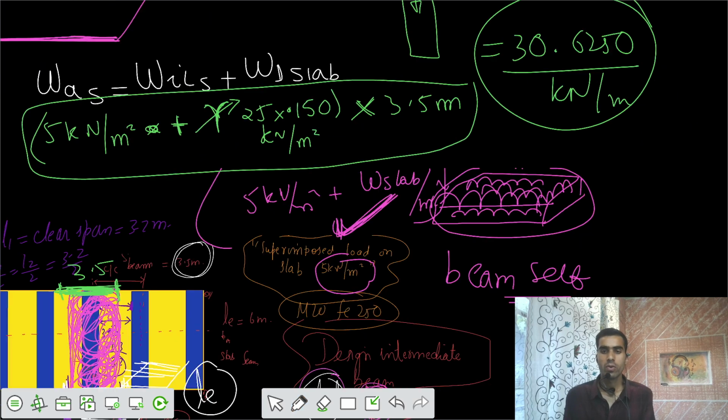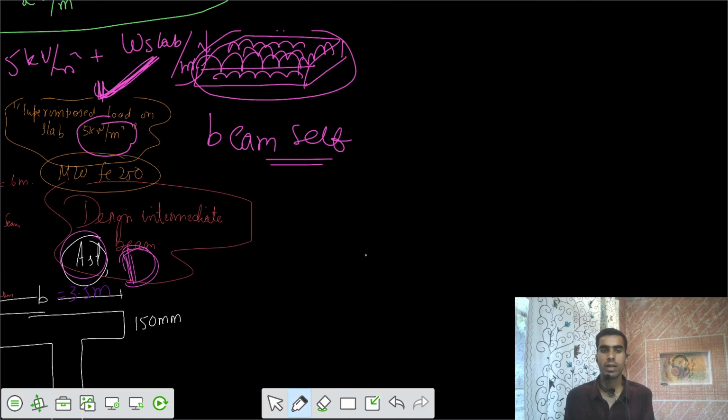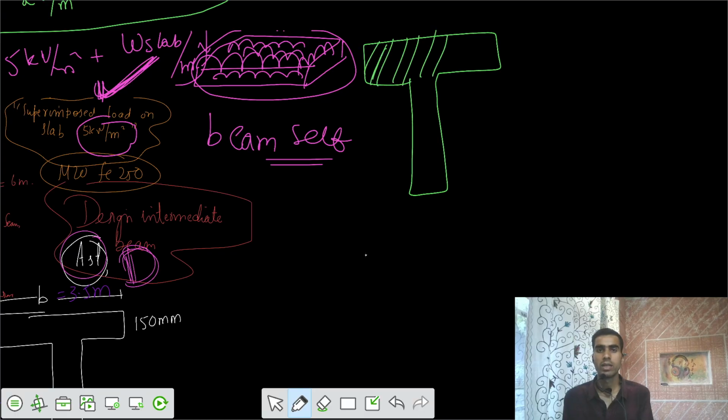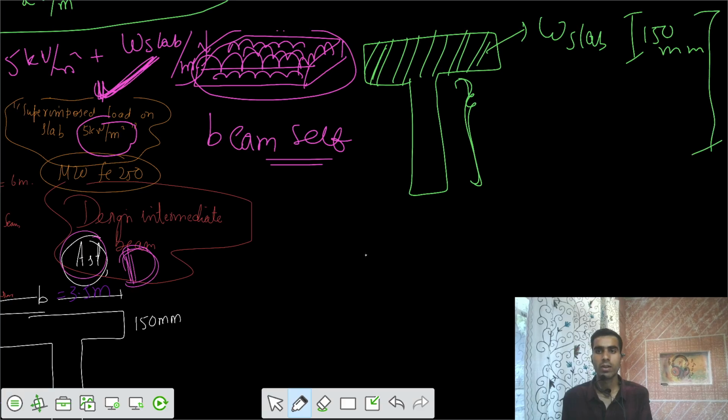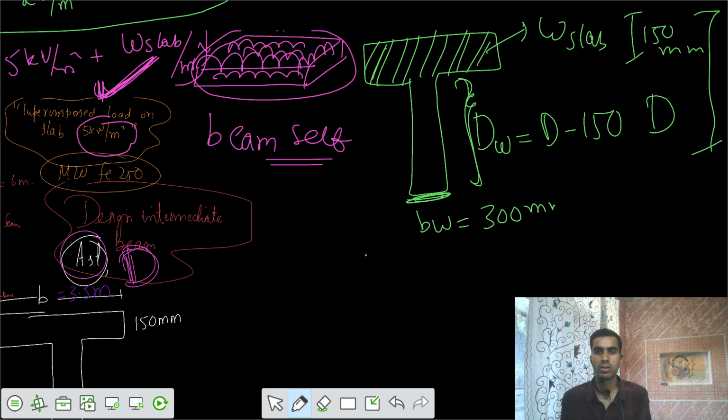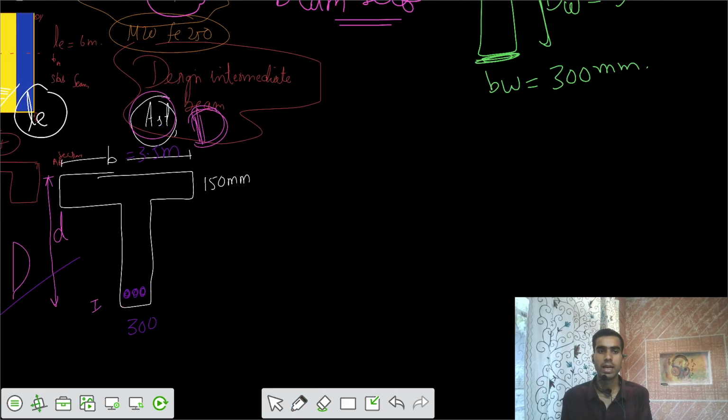And I'm going to say what is the self weight of the beam. This part we have already calculated. The dead load of the slab we have already calculated. Now we need to calculate this part. If this was thickness of 150 millimeters and there is total depth of D, this part of the web, dw, would be equal to D minus 150 millimeters, and there is some width of BW that was given to you as 300 millimeters.